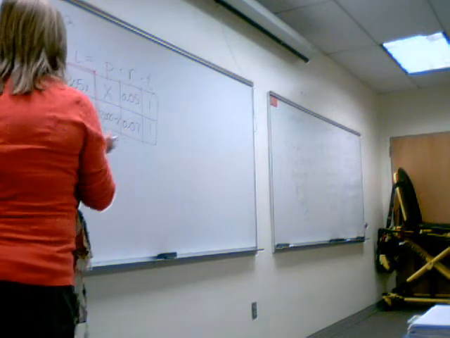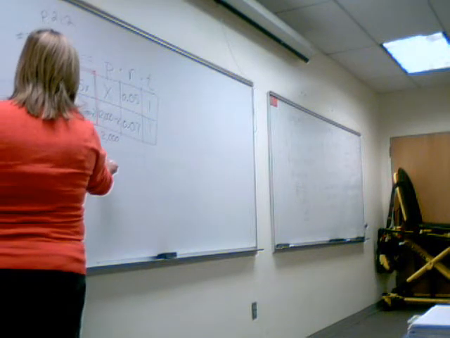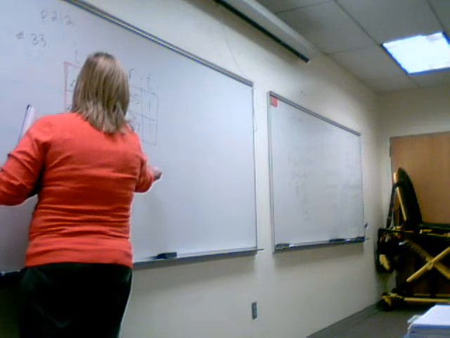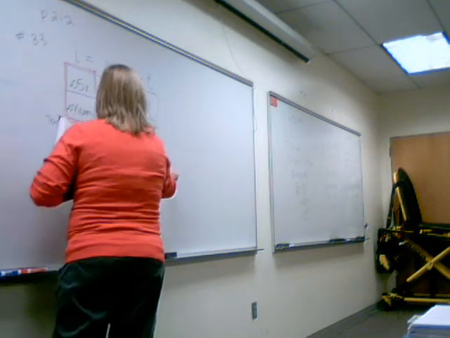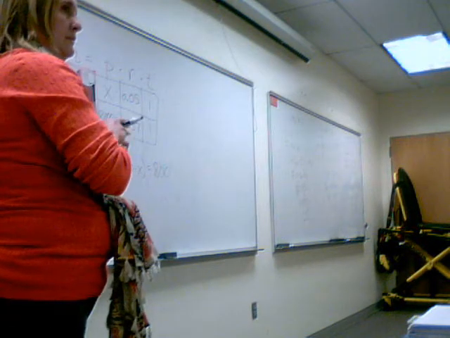Okay, so 0.05x plus 0.07 times (12,000 minus x) equals what? 800. Good. So fill out the box, write your equation. Now I can solve.